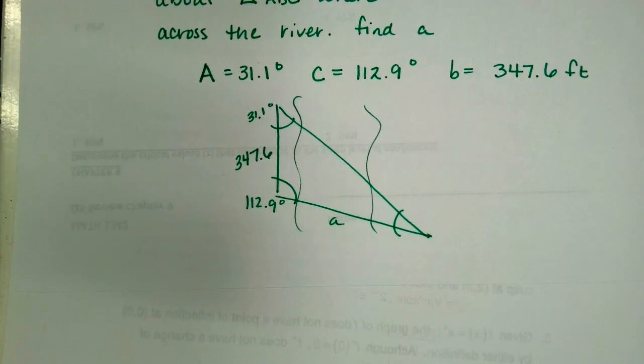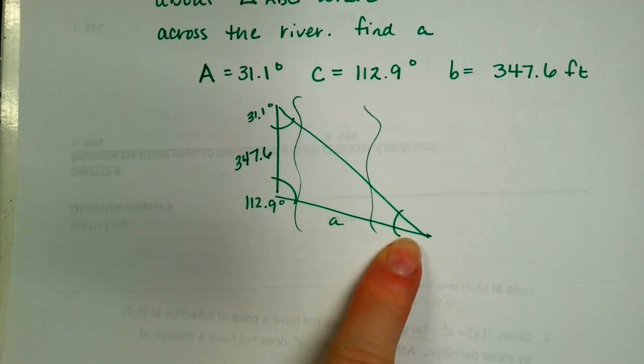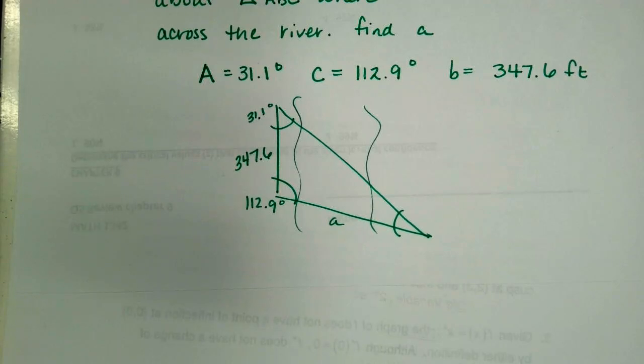All right, so the first thing I have to do is I can find my missing angle because at this point, I don't have a completed ratio. I can't use law of sines yet because I don't have an angle and the side across from it. So the first thing I have to do is find that by subtracting from 180. So I'm going to do 180 minus 31.1 minus 112.9. And my missing angle is 36 degrees. All right, so that's angle B.